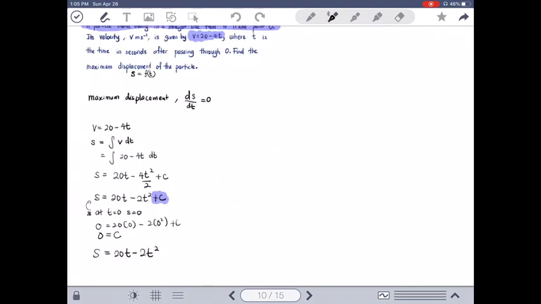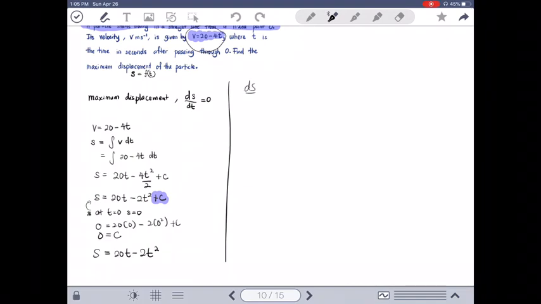So now we have the function s, but we're not done yet. We want to find the maximum displacement, so we let ds over dt equal 0. It's very simple. Actually, they've given us that v is just equal to 20 minus 4t. Oh, I'm sorry.